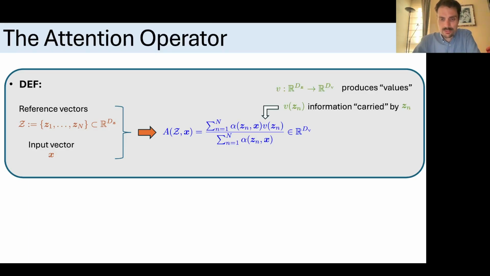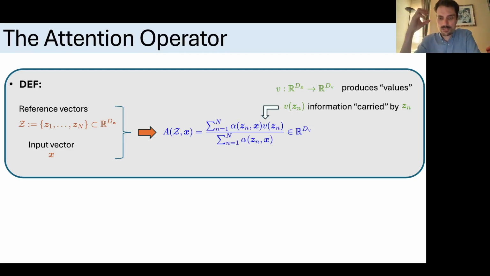The difference with what we saw before is that here we had y's. Now we have a more general term. This is v of zn, the result of evaluating the function v at the reference point zn. And this vector v of zn is typically called a value.